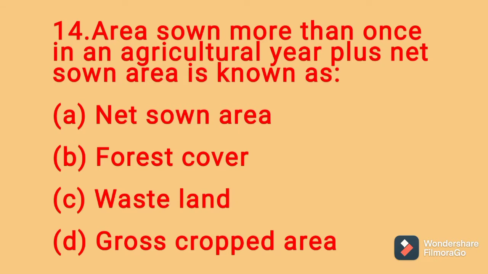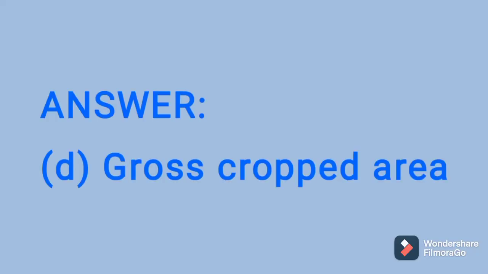14th question. Area sown more than once in an agricultural year plus net sown area is known as. Option A net sown area, option B forest cover, option C wasteland, option D gross cropped area. And the answer is option D gross cropped area.